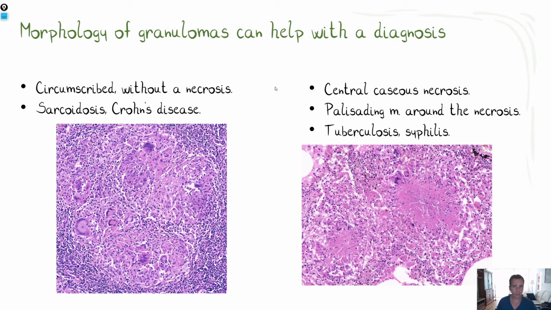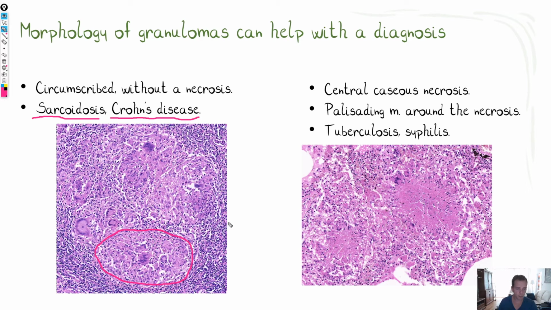The morphology of granulomas can help us with the diagnosis. A few minutes ago, I mentioned that there are immune and non-immune granulomas, and even the morphology of the immune granulomas can be variable. If you see nice oval circumscribed granulomas without necrosis, and you see this in lungs or in pulmonary lymph nodes, it's usually sarcoidosis. If you see the same in the bowel, it's usually Crohn's disease in the first place.